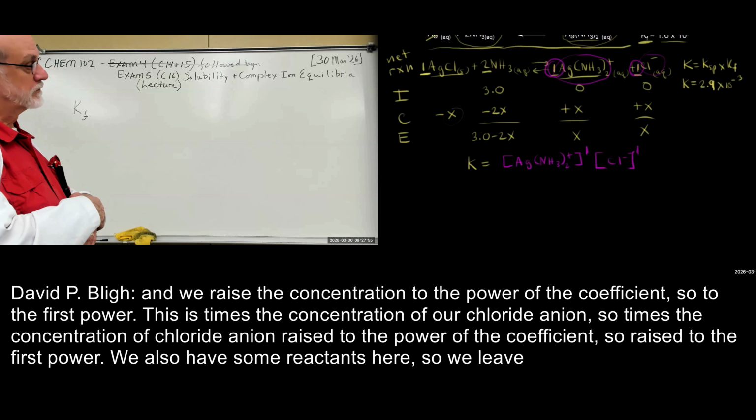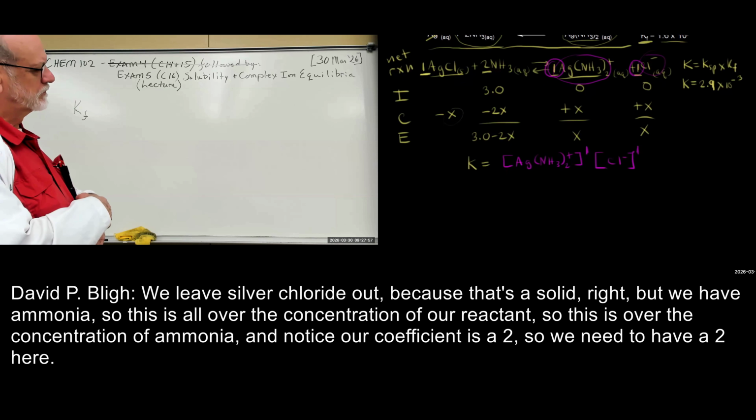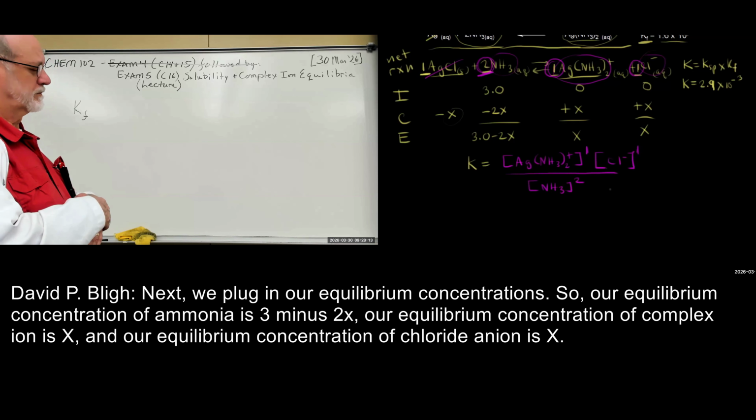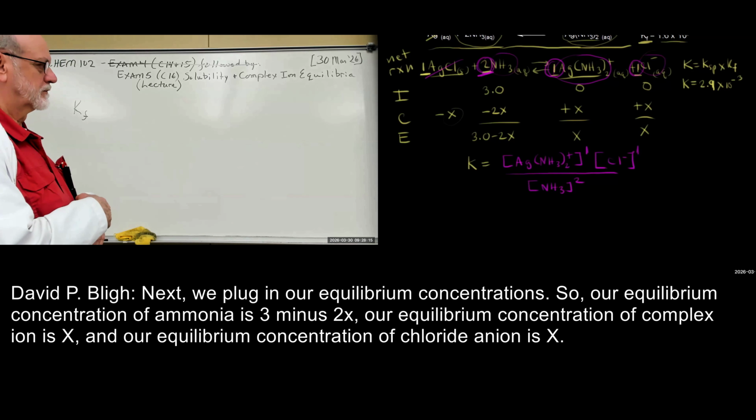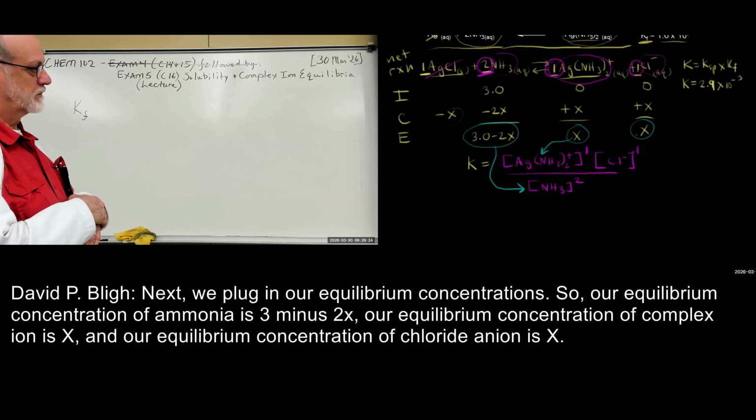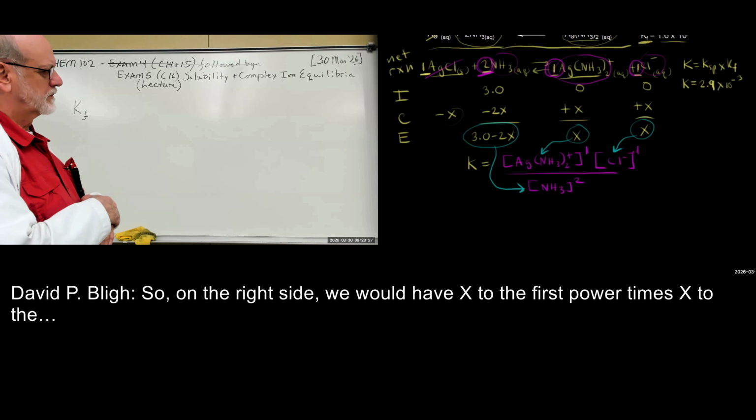We also have some reactants here. So we leave silver chloride out because that's a solid, right? But we have ammonia. So this is all over the concentration of our reactant. So this is over the concentration of ammonia. And notice our coefficient is a 2. So we need to have a 2 here. Next, we plug in our equilibrium concentrations. So our equilibrium concentration of ammonia is 3 minus 2x, our equilibrium concentration of complex ion is x, and our equilibrium concentration of chloride anion is x.